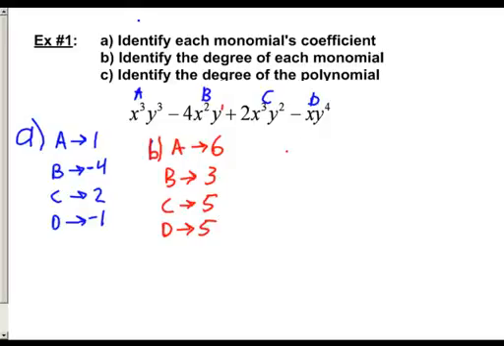Lastly, we'll switch up colors here again. I like to be colorful. For part C, it says identify the degree of the polynomial. And if you remember, the degree of the polynomial is different. You do not take the degrees of the monomials and add them up. You simply take the highest monomial degree. And if you look at these numbers, this one right here is the highest monomial degree, so the degree of the polynomial is that degree as well.